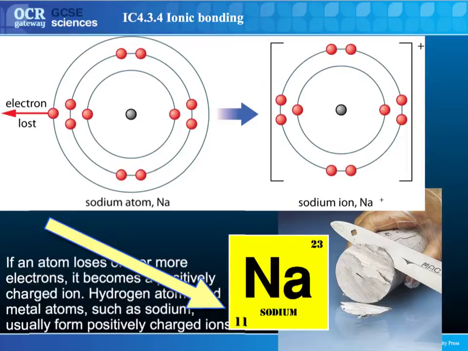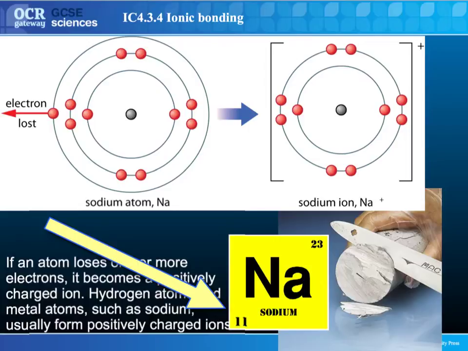The concept of the ion centres around this phrase, the full outer shell of electrons. As you can see in the atom, sodium has 1 electron in its outer shell. There are 2 ways for it to get a full outer shell. One is to gain 7 electrons, filling up that third shell, but a much easier way is to lose this single electron in its outer shell.